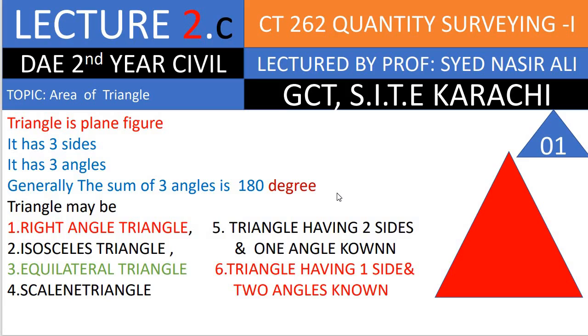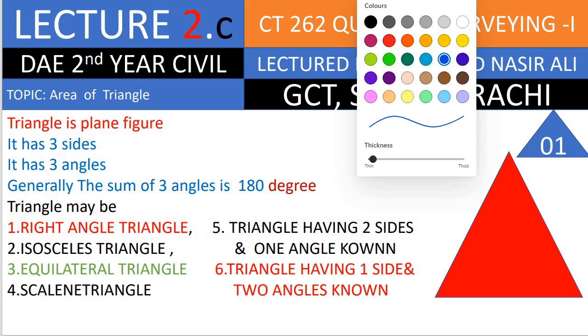Today we are with the new lecture. The lecture number is 2C, and in this lecture we will deal with triangles, area of the triangles, perimeters of the triangles.